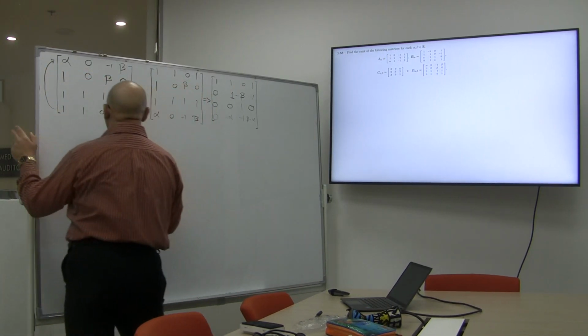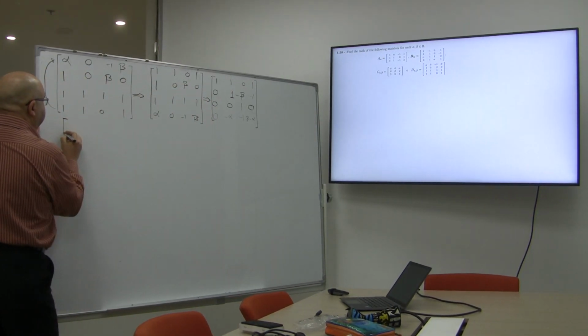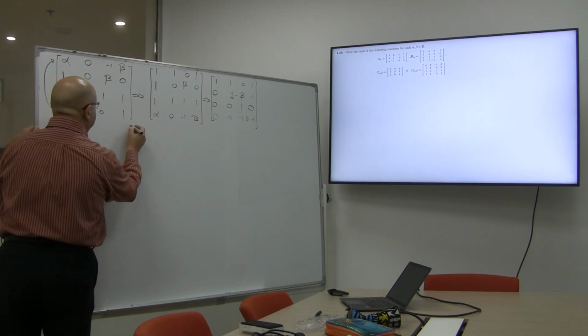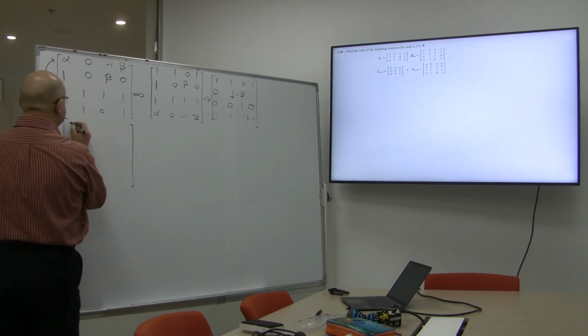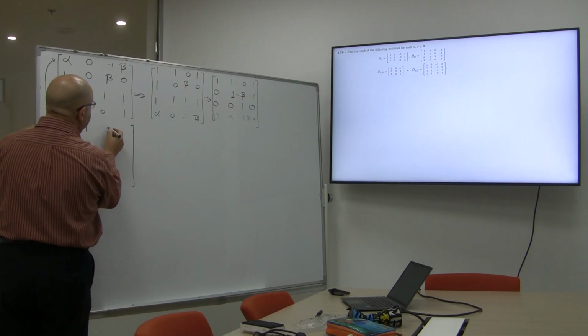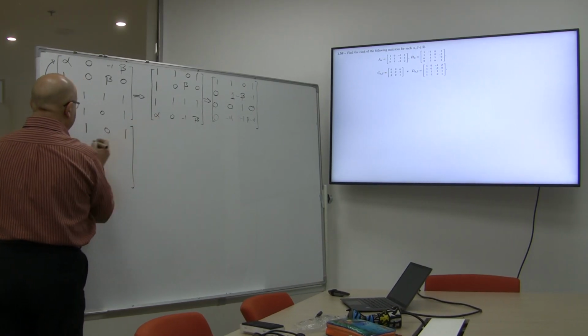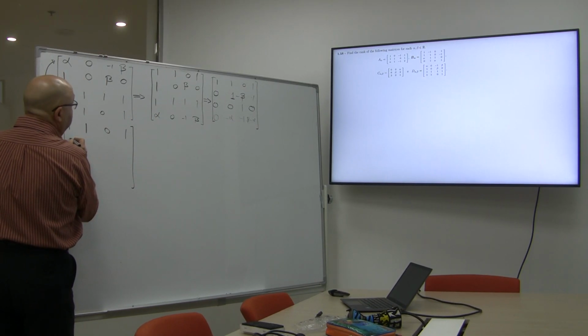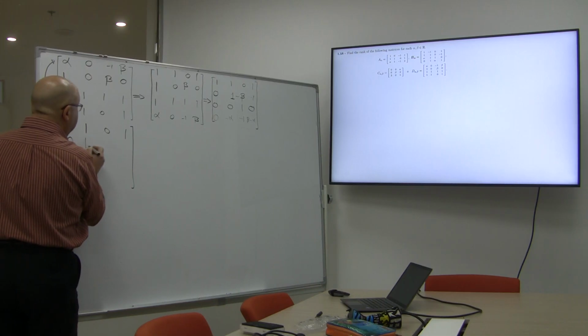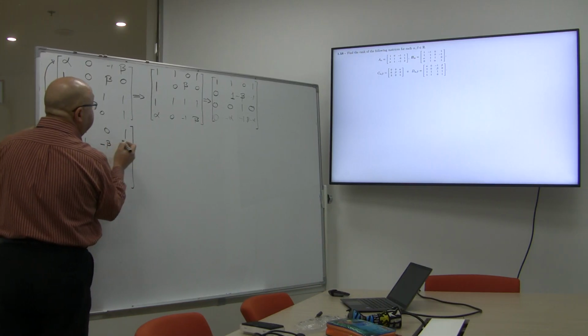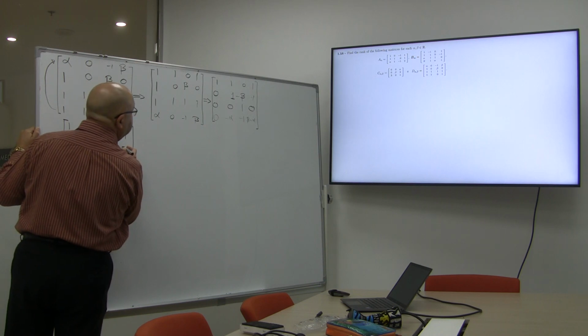I start a new matrix. Let's start my first row, which is 1, 1, 0, and 1. The second row will also be exactly the same, which is 0, 1, negative beta, and the last number is positive 1.